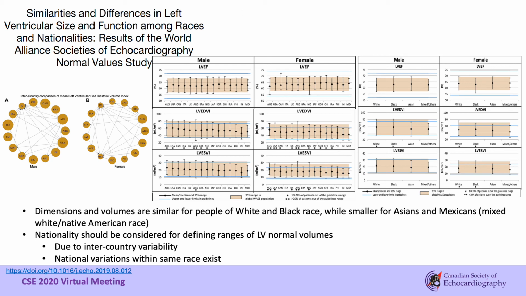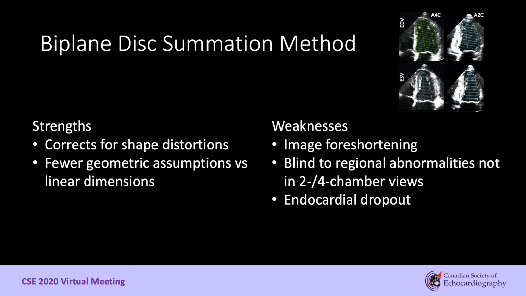However, there are differences in volumes, with dimensions of volumes being similar for patients of white and black race and smaller for Asians and Mexicans. And there is also significant national variability. I haven't shown you the national variations within the same race, but overall nationality likely should be considered when defining ranges of normal LV volumes.